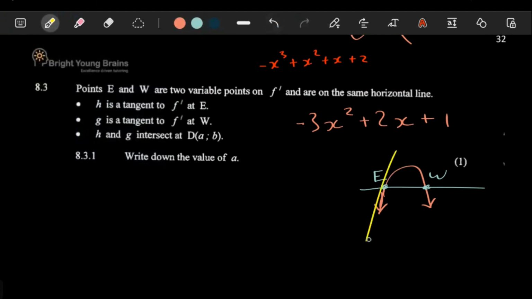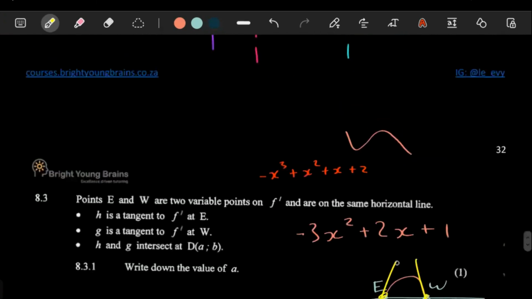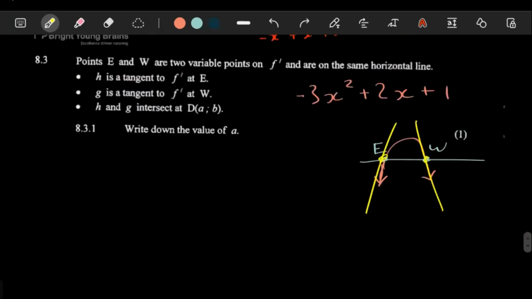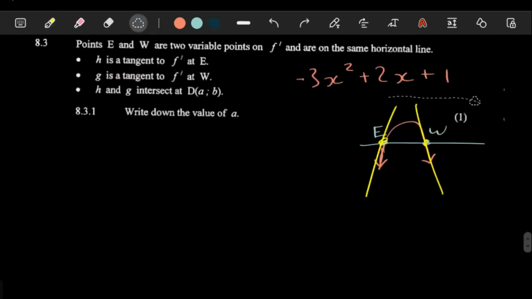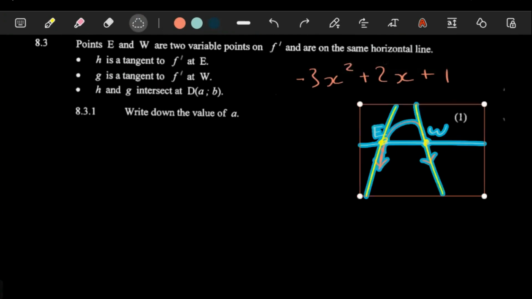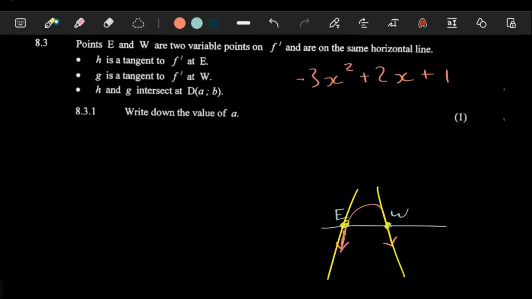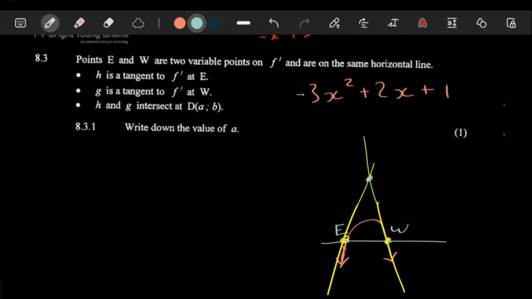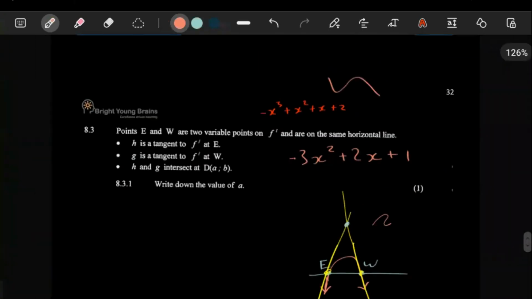Well, let me draw that better. And then they said g is a tangent at w. So this tangent would look like this. And then they said that they intersect at d, meaning they intersect up here. You see, they intersect somewhere up here. Let me just fix this quickly. Just fix this here, and then do this here. So this is where the two tangents meet. And then it says here, this point is D.